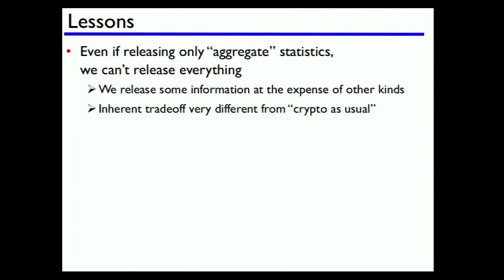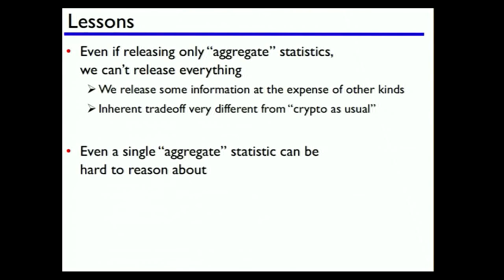So, transitioning to the next part of the talk, what have we learned? Even if we're releasing only aggregate statistics, we can't release everything. When we do release some information, we're releasing it at the expense of other kinds of information. This inherent trade-off is very different from crypto as usual. We're used to nice hybrid arguments that say, if each of my blocks has negligible leakage, then I can run them a bunch of times, and the leakage doesn't add up too much. But here it does.